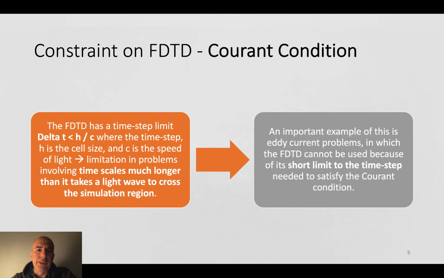So this introduces a limitation on how we choose the maximum time step. And this is a major limitation in problems involving timescales that are much longer than it takes a light wave to cross all the simulation region. This means that we need to resolve the propagation of the light wave very, very finely in order to have a stable scheme. If we have a phenomenon, like for instance, we are interested in modeling eddy current problems, then the time step might be too small to follow phenomena that develop over quite large time scales.